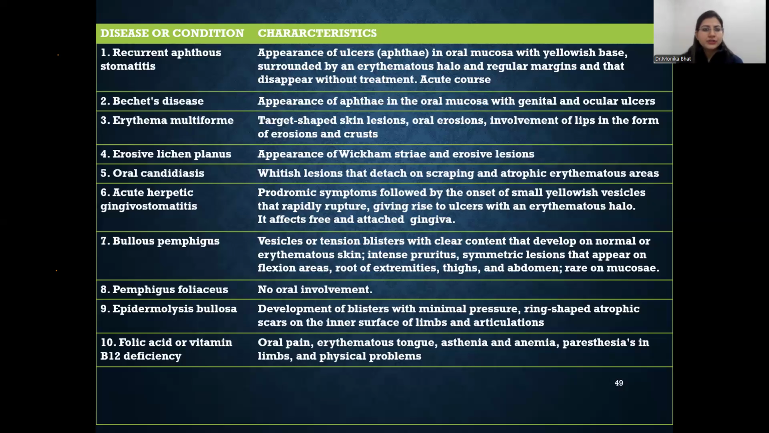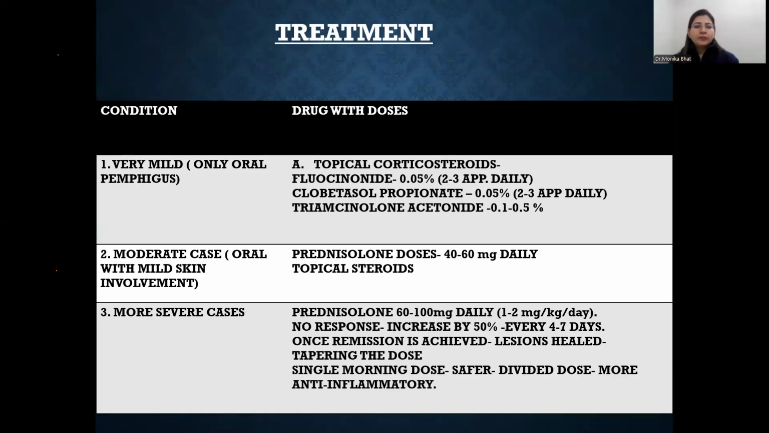The line of treatment will be, for mild cases, we start with topical corticosteroids. For moderate cases, we can go for prednisolone, 40 to 60 milligrams daily. This basically depends on the weight of the patient, or we can add topical steroids. For severe cases, we need to go for therapies like pulse therapy and systemic steroids.